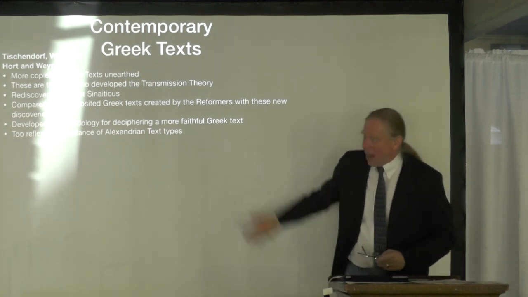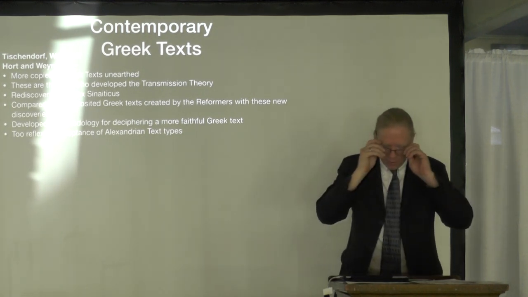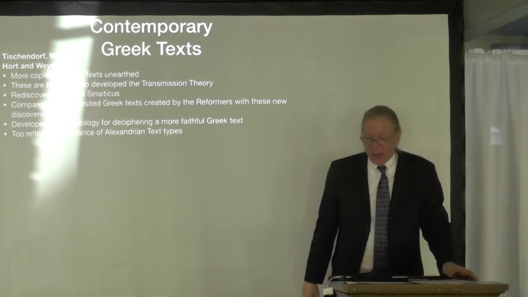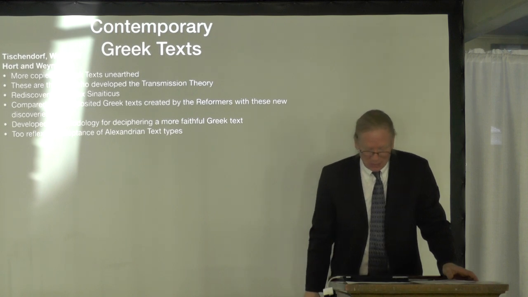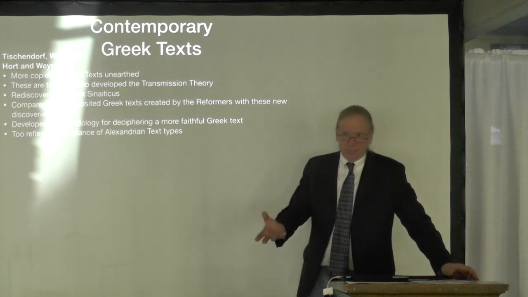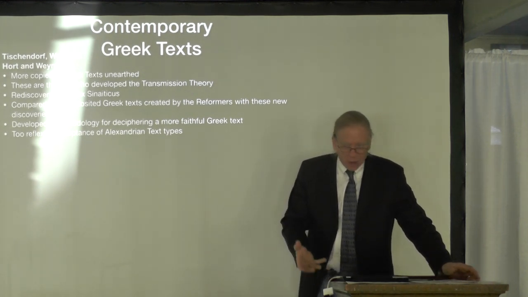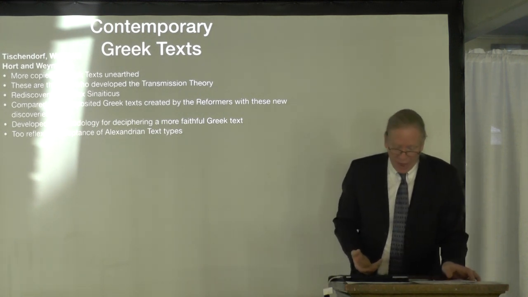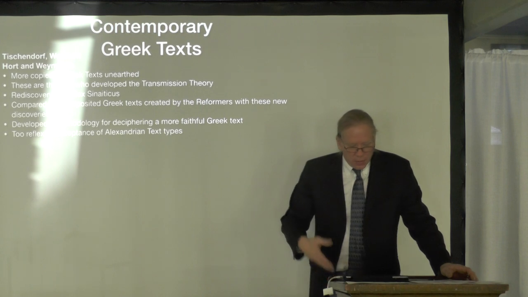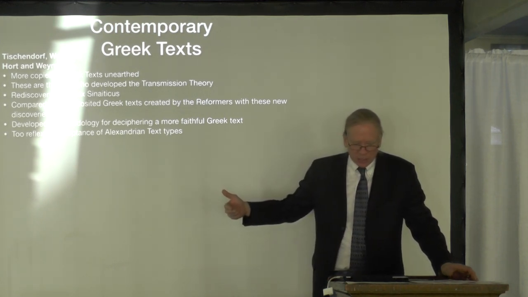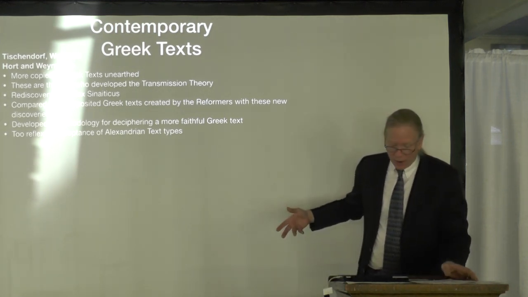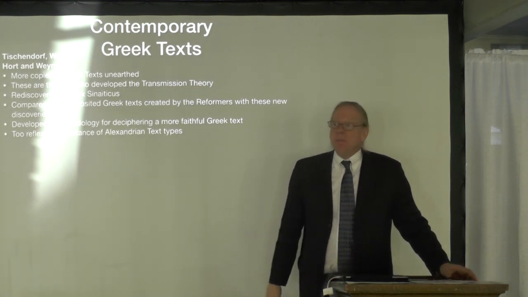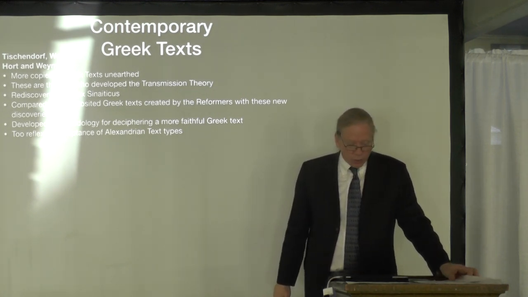These are the ones that developed the transmission theory of the Bible. And they are the ones who rediscovered the Codex Sinaiticus. It's not like it didn't exist, it's just that it wasn't available to the Reformers, and they probably would have been very glad to have had it. They compared the composite Greek text by the Reformers with the new discoveries that they made, and they developed a methodology of deciphering a more faithful Greek text than the original.